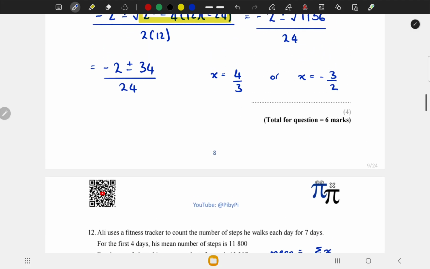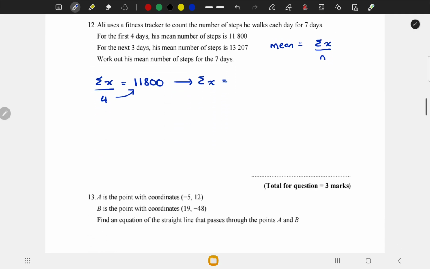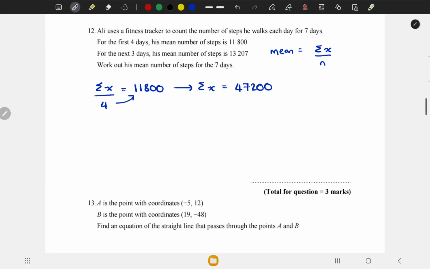And this is going to give me 47,200. I do the same thing now for the next 3 days. So this time round, we're going to be dividing it by 3, and it's supposed to give us 13,207. Again, I'm going to multiply 13,207 by 3, and that is going to give me 39,621.